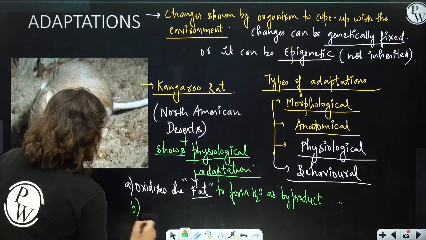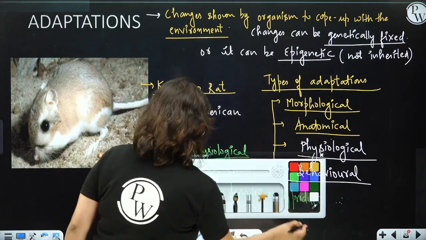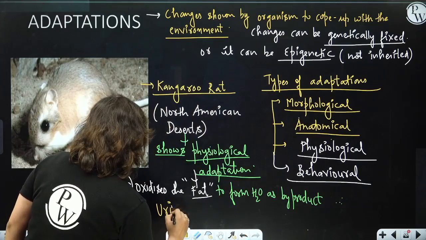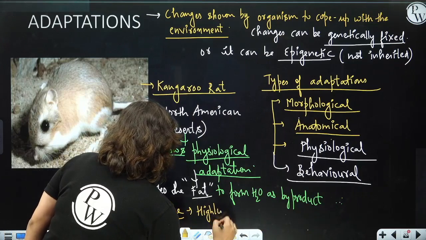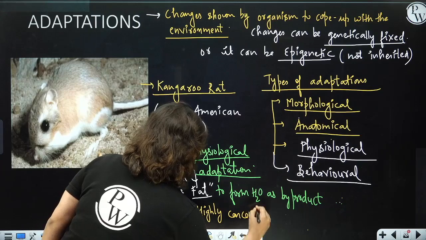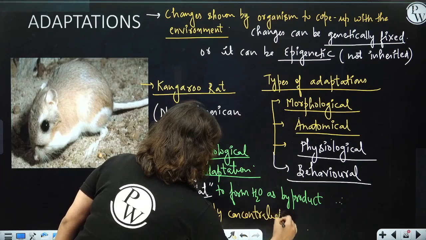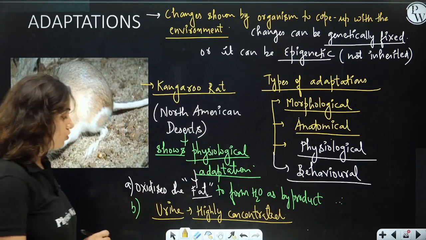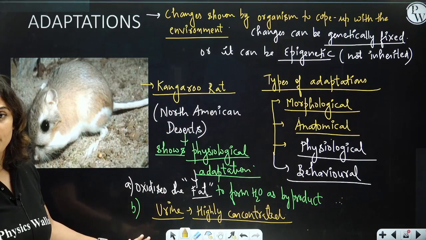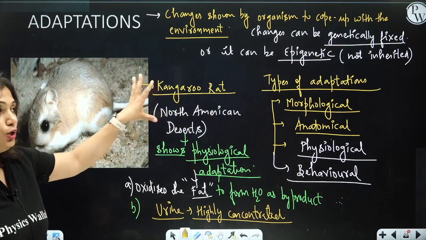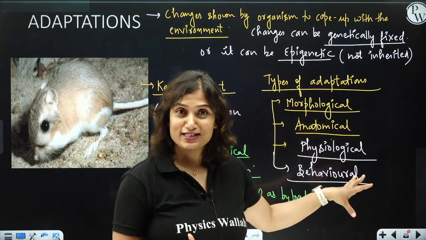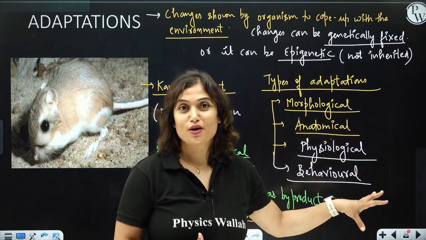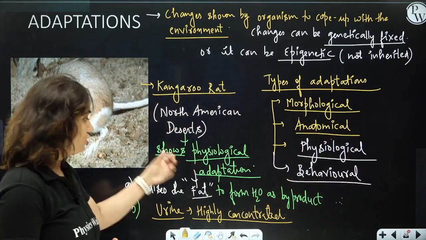And second, the urine of this organism is highly concentrated. That means it does not allow the water to go waste in its urine. So the urine is highly concentrated. So the kangaroo rat, to cope with the scarcity of water, shows the physiological adaptation.